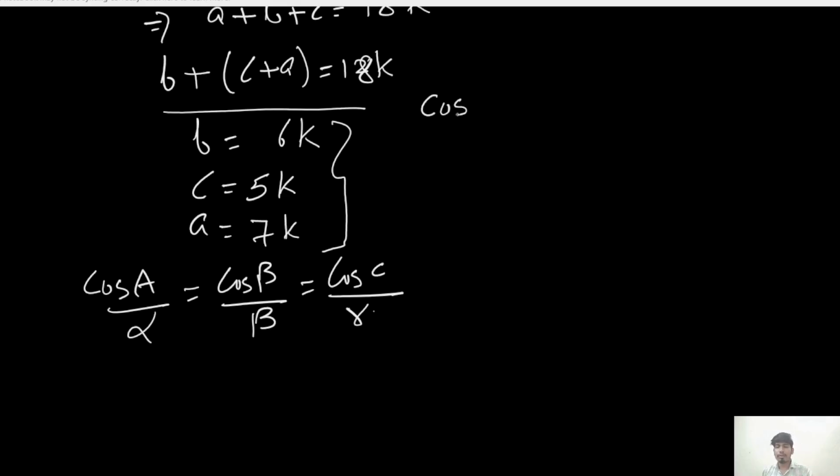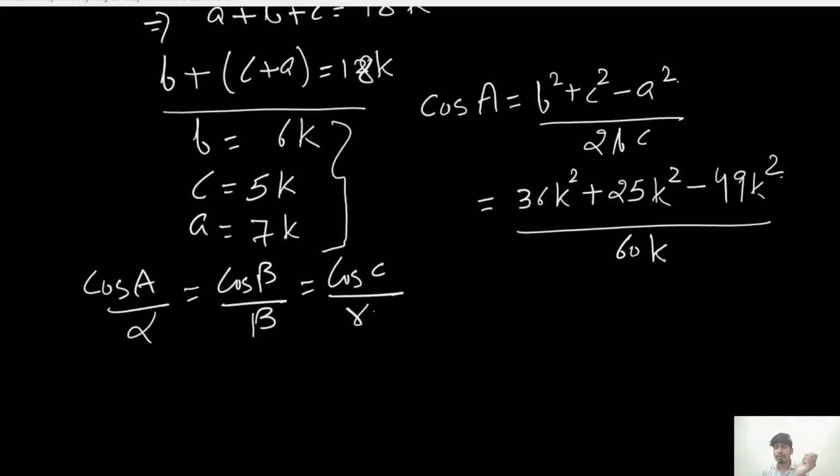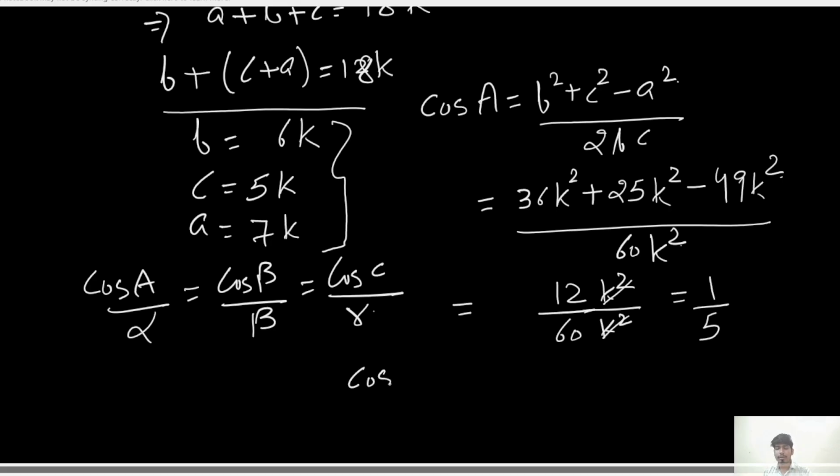Then first we find cos of a, this is b square plus c square minus a square, okay students, upon 2 times bc. Then this is equal to b square, this one is 6k, then this is 36k square plus c square, means 5k square is 25k square, minus a square. A is 7k, then 7k square is 49k square, okay students. Then 2 into b into c, b into c is 30k square and 30 into 2 is 60k square, okay students. Then what we get from here, here we get cos of a is 12 upon 60, okay. Here is k square and here is also k square, then k square cancels k square, this is 1 upon 5, okay.